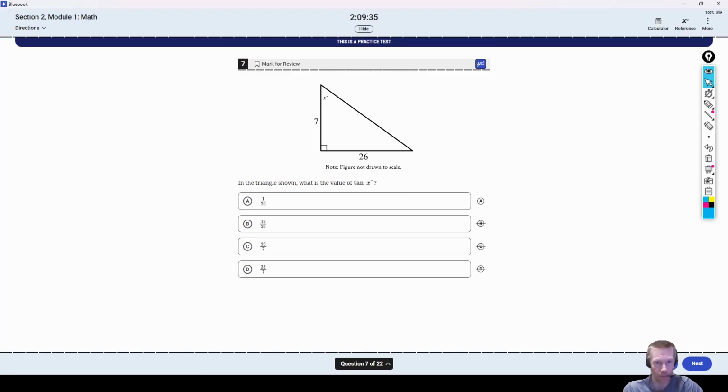Next up, number 7, basic right triangle trigonometry here. What's the value of tan x? Well, we know that tan is equal to opposite over adjacent from SOHCAHTOA. So the side opposite x here is 26. The adjacent side for the angle it's x degrees is 7. So the correct answer for this one is letter C as well, just 26 over 7, and that's it.